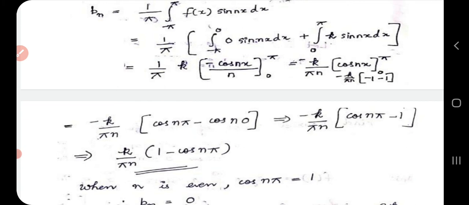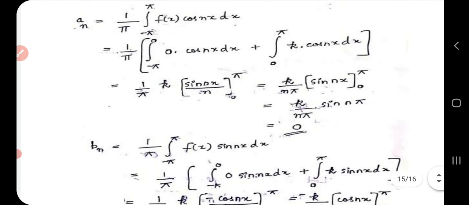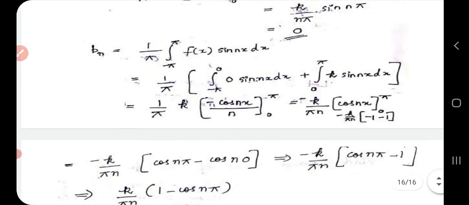It is very simple. When you work it out, you will be able to follow. That's why I'm not explaining. There is no further complication. So you got the values of a0, an and bn.